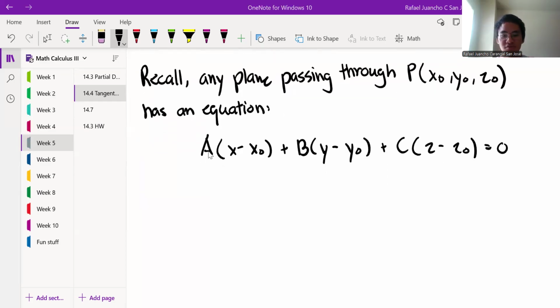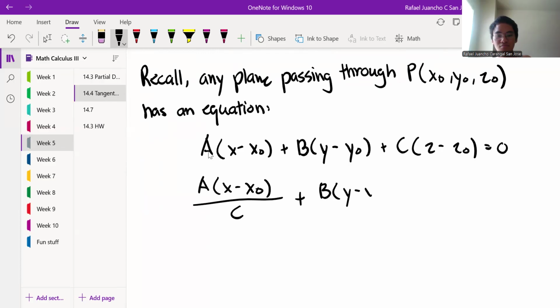So what happens if we know this? Well, we can divide this equation by c, right? So let's do that actually. Let me divide this equation by c. So we get a of this divided by c. This one is just z minus z, and then this one's just 0.